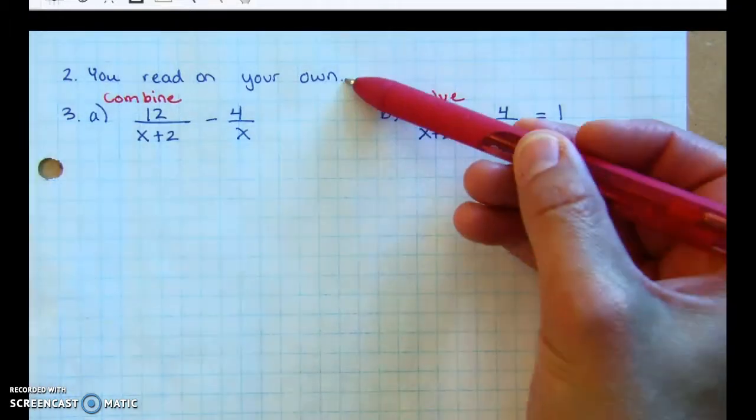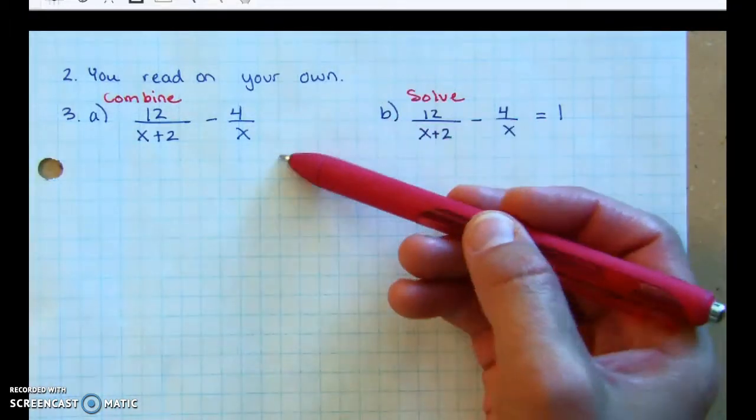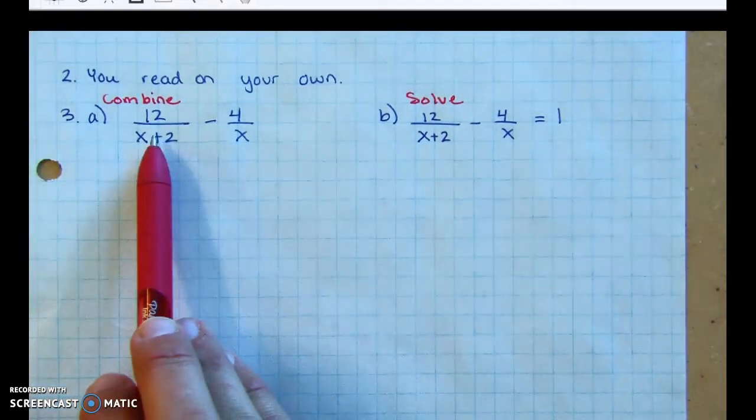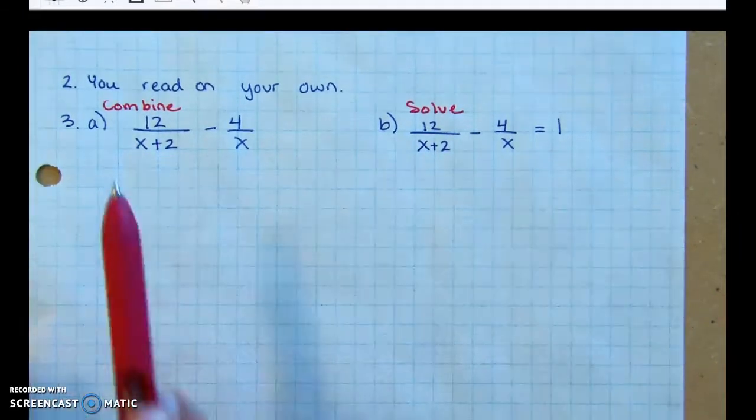So number 2, you're going to read on your own off the notes, and we're going to do 3, and I hope we can have time for 4. So to combine, these are two fractions we want to combine into one.